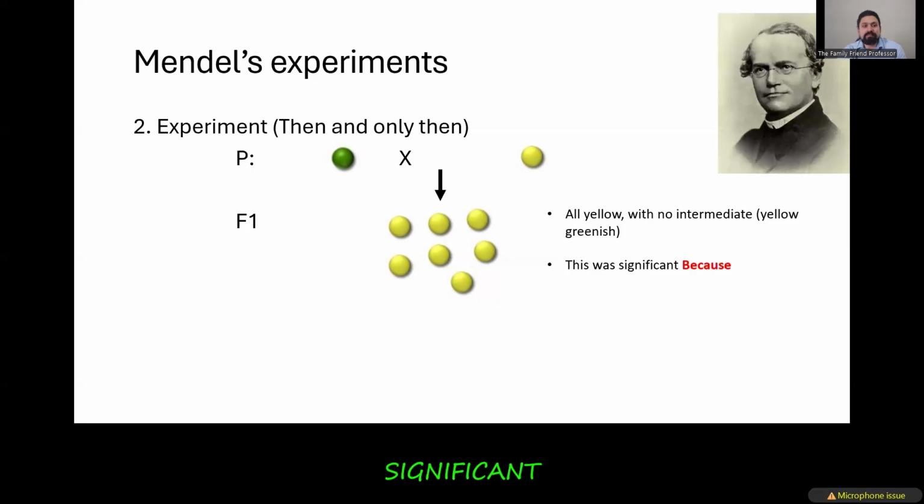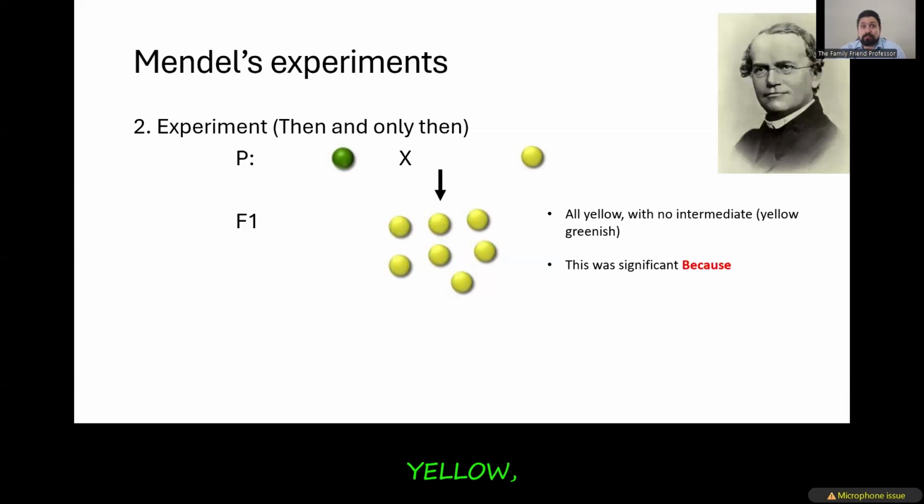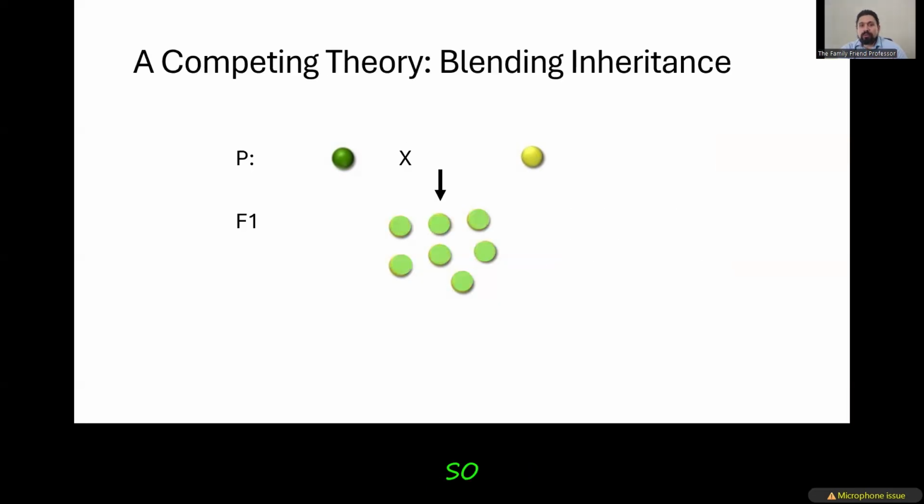And this was significant because at that time there was the competing theory of inheritance that said if you cross green with yellow, you'll get something intermediate, something that looks like this, right? But in Mendel's case, he got some that was 100% yellow, like one of the parents. Not some type of intermediate trait. And Mendel called this the particulate theory of inheritance. So the F1 was not an intermediate phenotype, it was yellow.